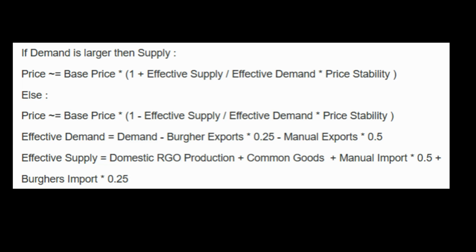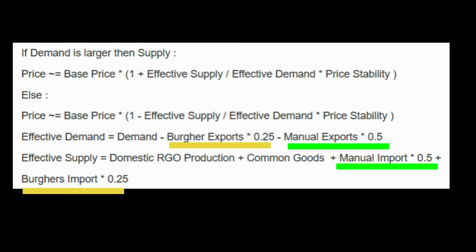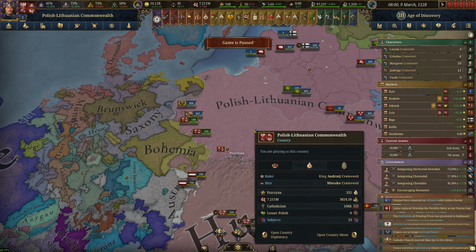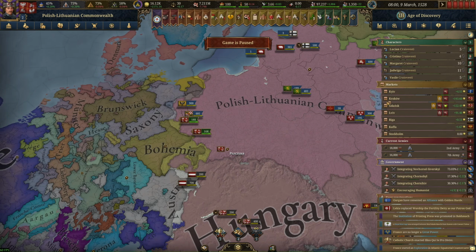What is also very clear in that formula is that the trade performed by burghers has far less impact on price formation than the trade performed by us as the player or the automation. So now that you know how prices are formed, let's talk about how much you actually earn from this trade, because it's not the amounts displayed here.